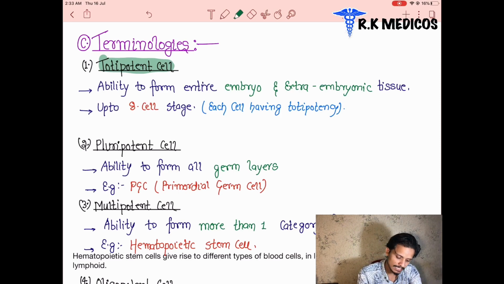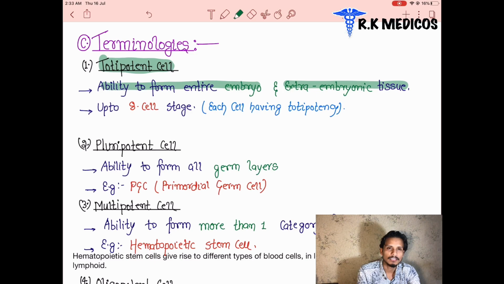In this section we can see the ability to form the entire embryo or the extra-embryonic tissues. Those cells are called totipotent cells. In our human life, from the beginning up to the 8-cell stage, these are all called totipotent cells.